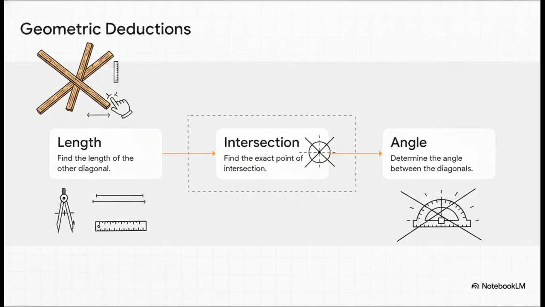Remember, our carpenter only has two diagonal strips of wood to define this whole frame. To ensure it actually becomes a perfect rectangle, they have to make three logical geometric deductions. First, what does the length of the second diagonal strip need to be compared to the first? Second, where exactly should these two strips intersect? And third, what should the angle be between them when they actually cross? Now, these aren't just random guesses. They are highly precise geometric rules that we can figure out together.